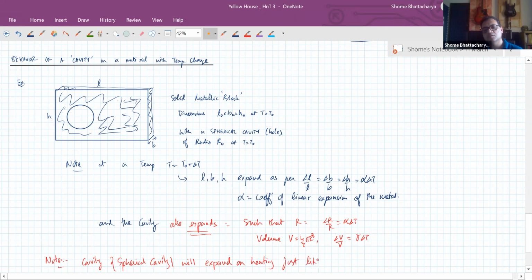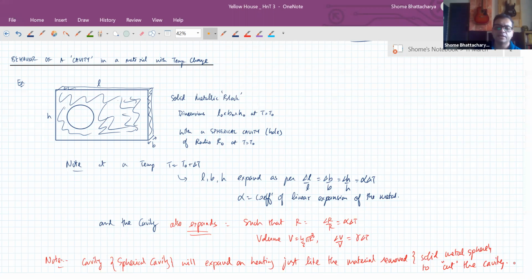just like the material removed, that is a solid metal sphere, to cut the cavity. To create the cavity or cut out that portion, we have removed a solid sphere of metal. So just like that solid sphere would have expanded according to these formulae, the cavity, the empty portion, is also going to expand in the same way.